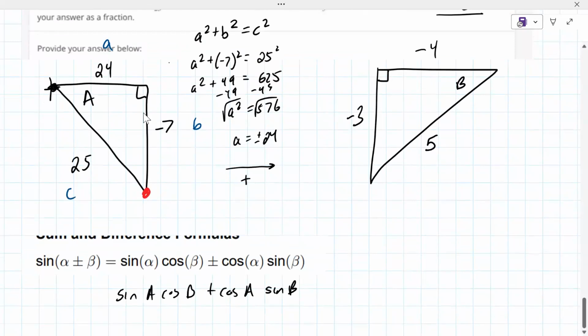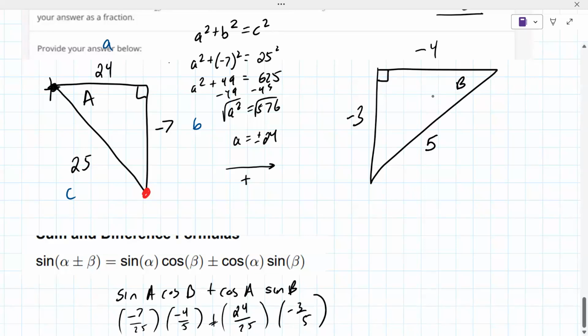So you go back to whichever triangle you need. You need sine of A, so you're looking at the triangle on the left here. That's -7/25. Then you need cosine of B. Cosine of B is -4/5. That's this triangle on the right. Plus, you go back to the one on the left for the cosine of A. That ends up being 24/25. And then you need the sine of B, which is -3/5.